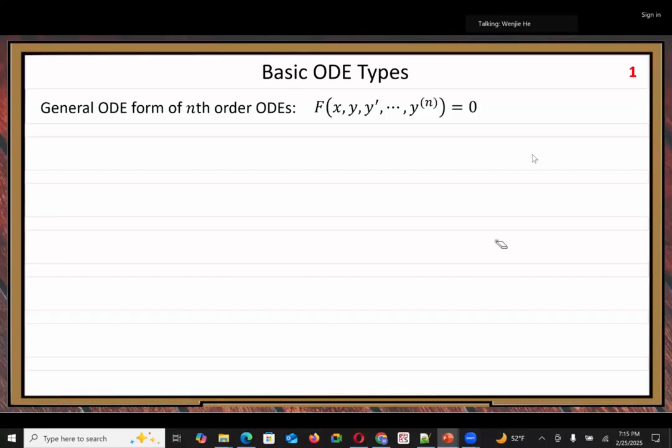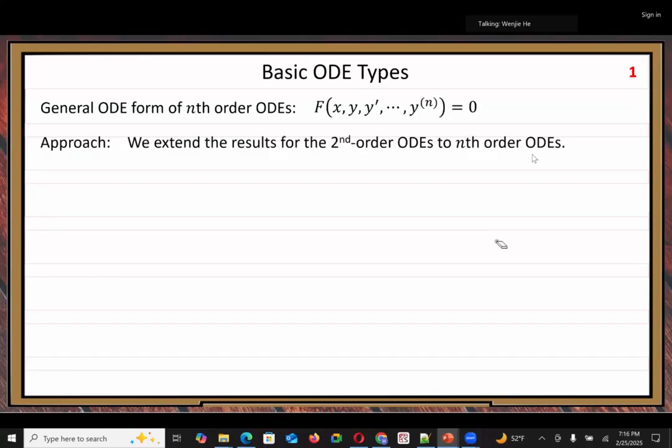Then the remaining variables, y prime, and so on. We treat them as different variables in this equation. This capital F function can be very general. All right, approach: how to study. We extend the result for the second order ODE.